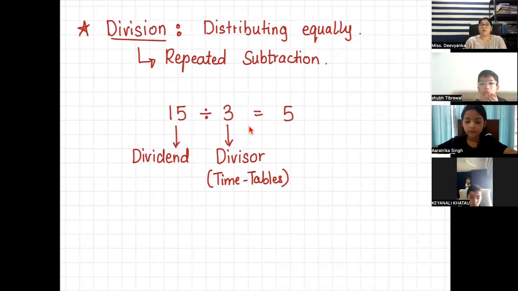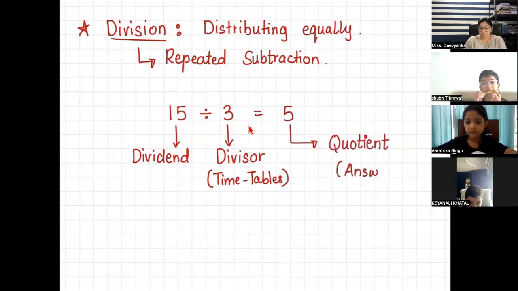Understood? For your divisor, you're going to say the times tables. And the answer that you get here, the number 5, is called the quotient. This is called the quotient. This is your answer. Are we clear with the terms?